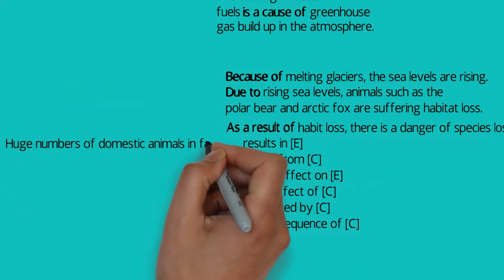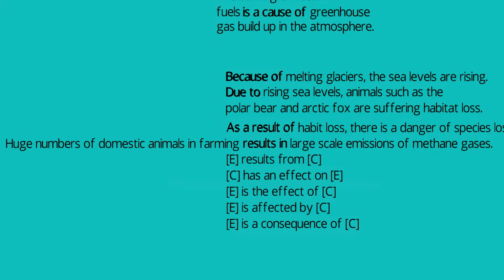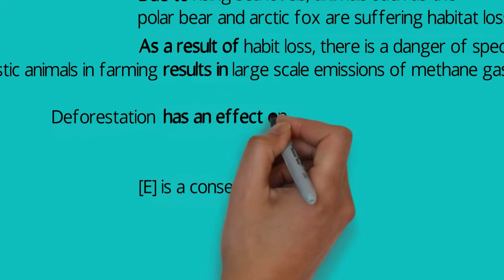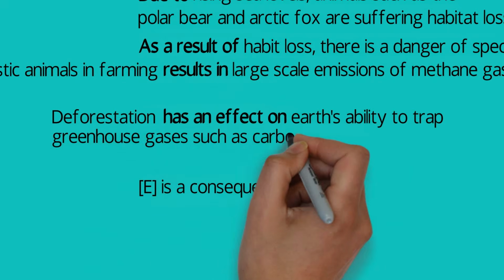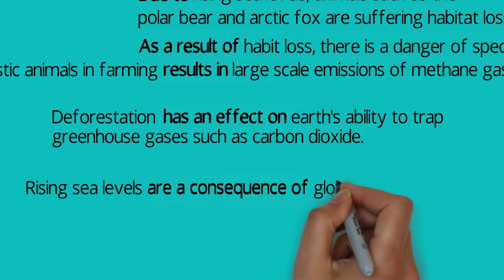Huge numbers of domestic animals in farming results in large-scale emissions of methane gases. Deforestation has an effect on Earth's ability to trap greenhouse gases, such as carbon dioxide. Rising sea levels are a consequence of global warming.